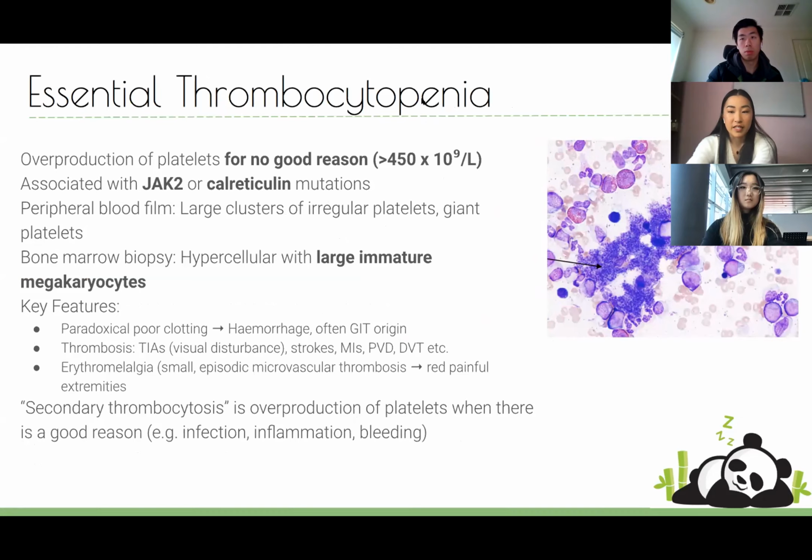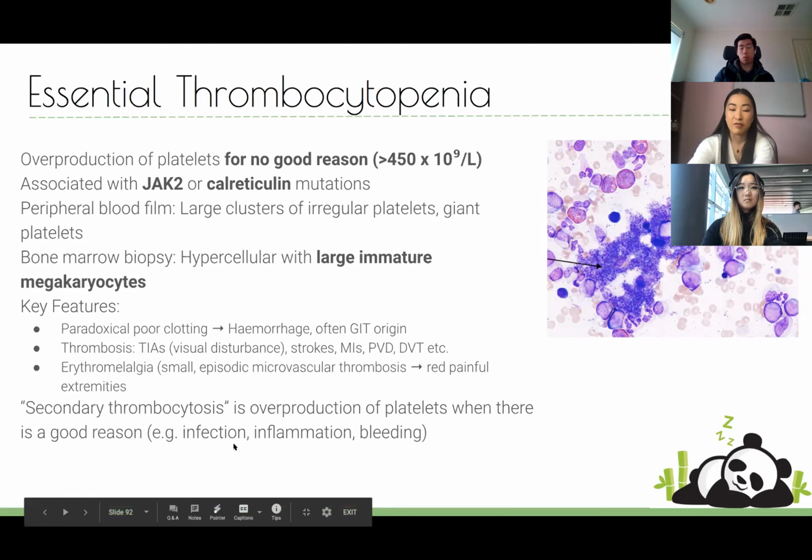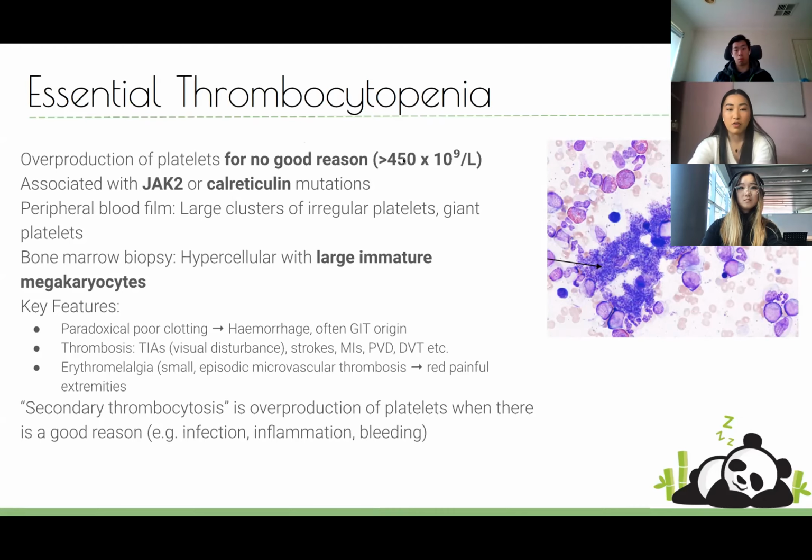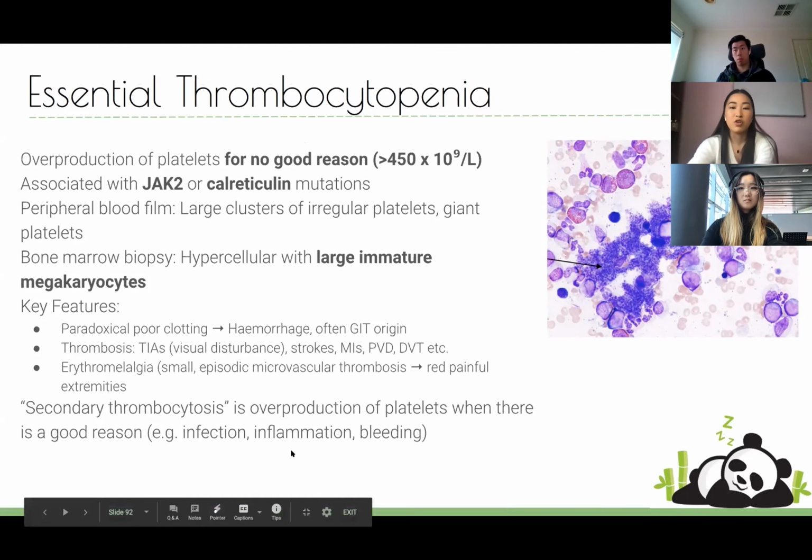Essential thrombocythemia. So this is overproduction of platelets, and the key is that it's overproduction for no good reason. So essential thrombocythemia, like essential hypertension, has no explanation for it. If you see thrombocytosis on a blood test, it's not really a problem in and of itself because it could be secondary. You get overproduction of platelets in response to things like infection, inflammation, and bleeding. Essential thrombocythemia, however, requires that you rule out secondary causes. And so you're saying that there's high platelets, but for no reason.